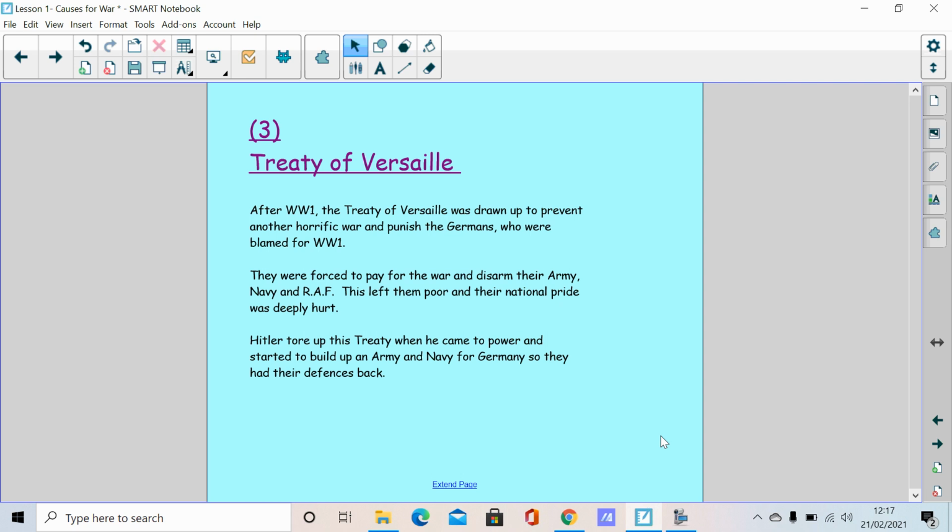They had to disarm their army, navy, and RAF, so they essentially were left with no defences, and it left them really poor. The amount of money that they had to pay, and the fact that they had to get rid of their armies and things like that, made them a very poor country and a very angry country. They believed that they shouldn't have to be punished as badly as this. And then with that on top of the Wall Street crash, and the fact that they were having to still pay money during that time, meant that the country was very, very poor.